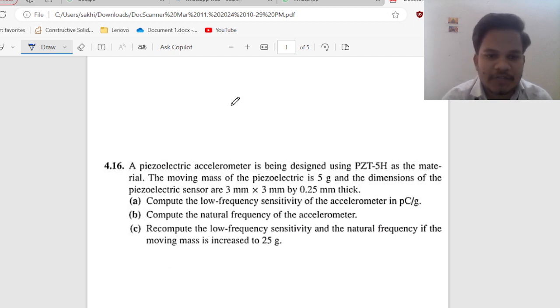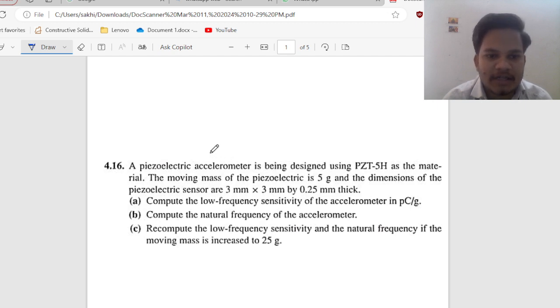In this piezoelectric accelerometer, we have to compute the low frequency sensitivity of the accelerometer in picocoulomb per gram, compute the natural frequency of the accelerometer, and recompute all the relevant things like part A and part B for 25 grams, right?